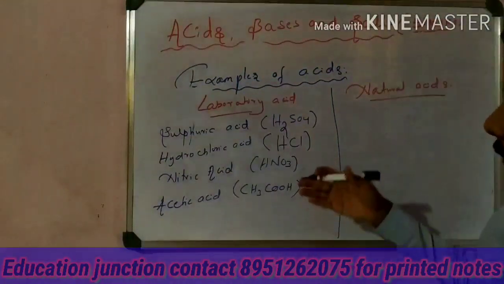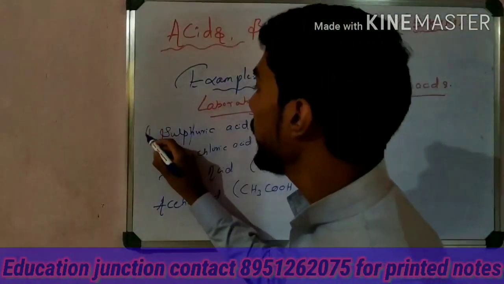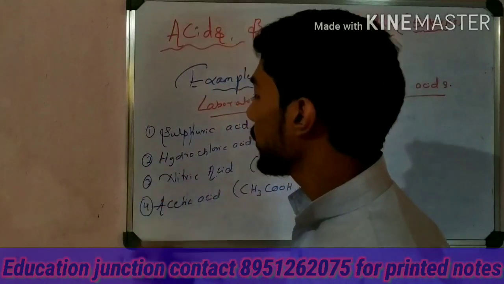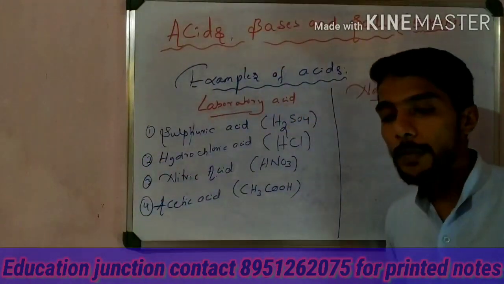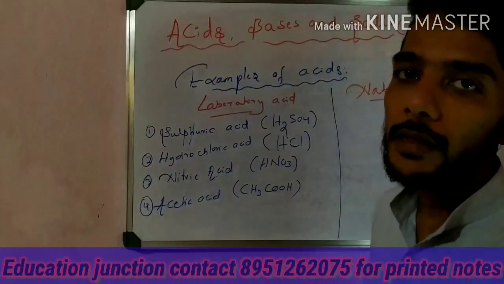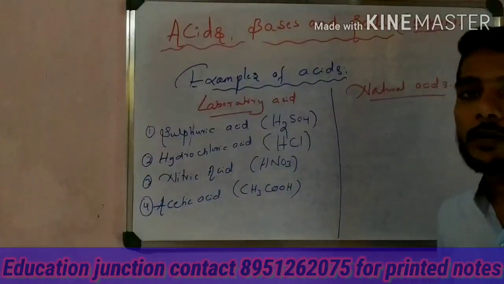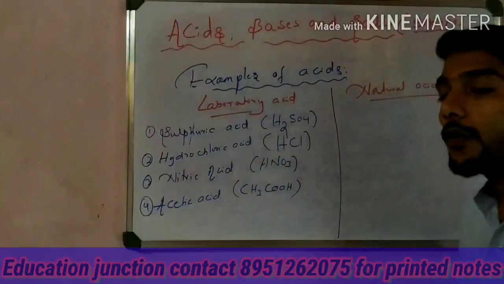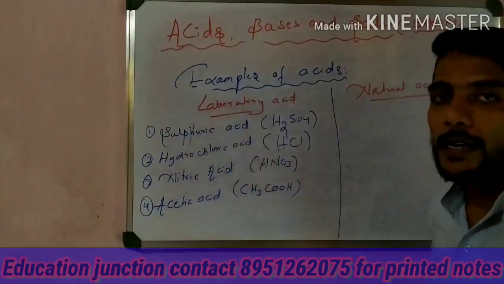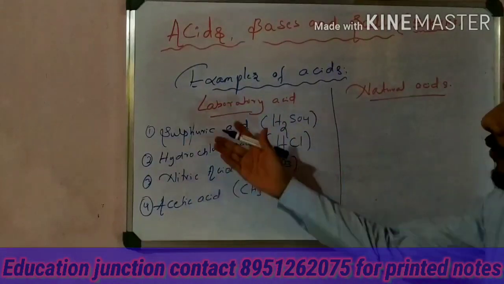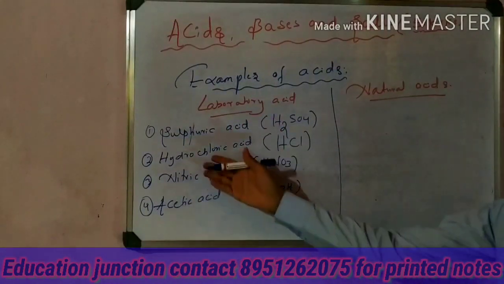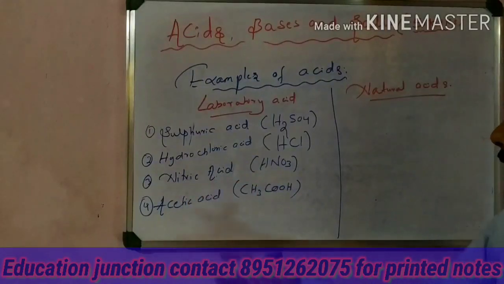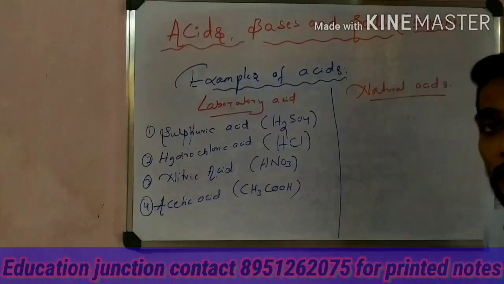There are four very important acids we have to learn in class 10, and these are not only related to this chapter. In the metal chapter and the carbonate compounds we also discuss some acids, like methanoic acid. These four acids are very important from the laboratory point of view: sulfuric acid, H2SO4; hydrochloric acid, HCl; nitric acid, HNO3; and acetic acid, CH3COOH.